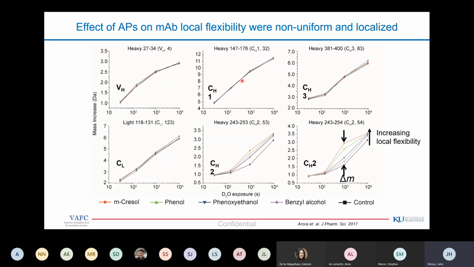As you can see in these profiles, for some of the peptides, we really don't have a change in mass between the preservatives. But in a few cases, namely this heavy chain CH2 peptide, we see dramatic changes in mass. And similar to what I showed on the previous slide, the mass changes follow the hydrophobicity of the preservative. Mainly, methylcresol showed the biggest change, which means there's a large increase in local flexibility, and benzyl alcohol was the lowest.